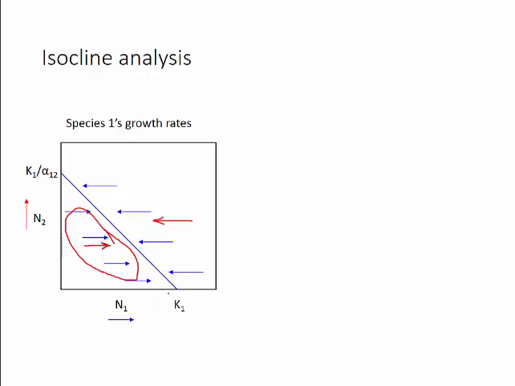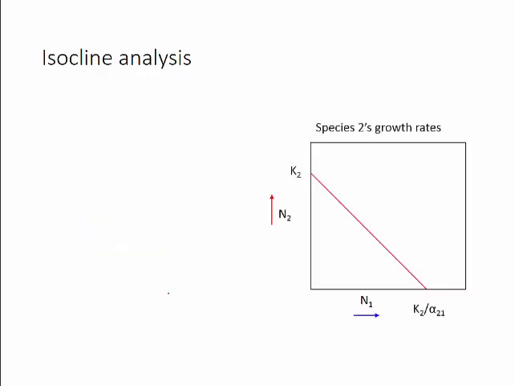Okay, so far so good, but this ZNGI alone doesn't show us who wins in competition between the two species. For that, we need an isocline for species number 2. So here's the isocline for species number 2. It's basically the same graph and it functions the same way, but instead, notice that the carrying capacity for the species we're looking at here is on the vertical axis. This is the carrying capacity for species number 2, and species number 2's carrying capacity divided by the alpha 2,1 is down here on the x-axis. Okay, so this is the opposite of what we saw in the previous. So here we see the direction of population growth for species number 2 in graph space.